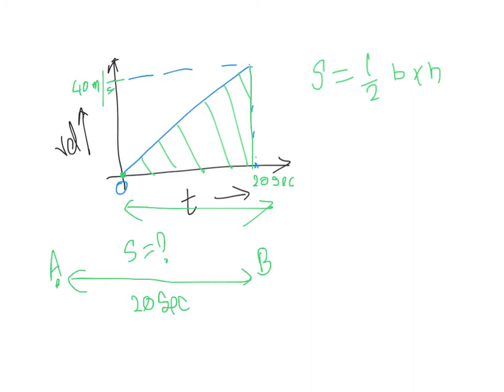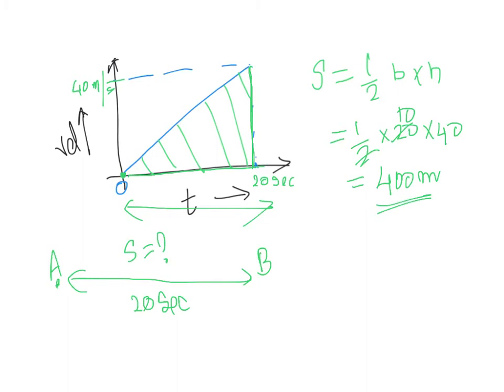So I would do half into base, the base is this 20, and the height is 40. So I would find the body has traveled 400 meters. Within these 20 seconds, the body has traveled 400 meters.